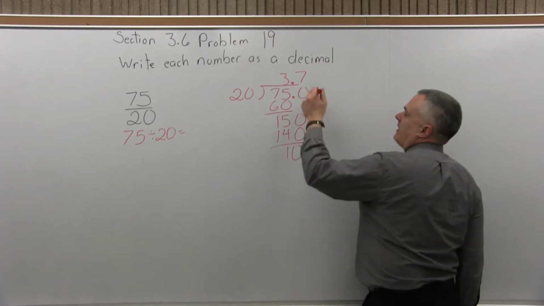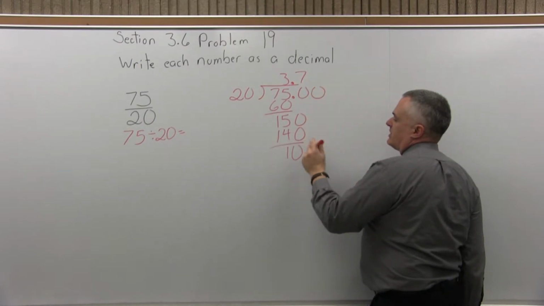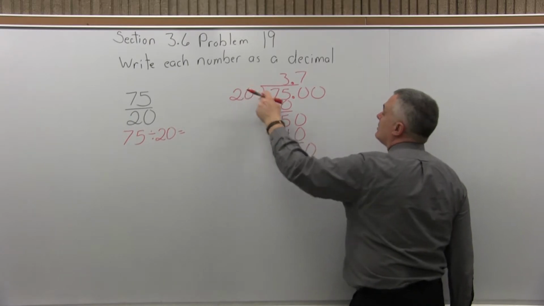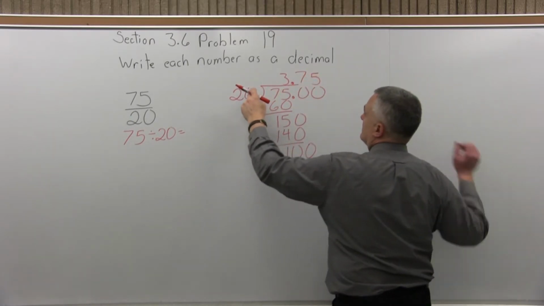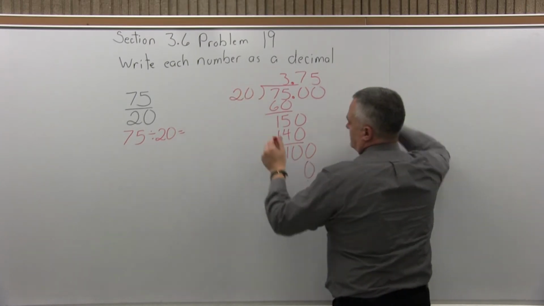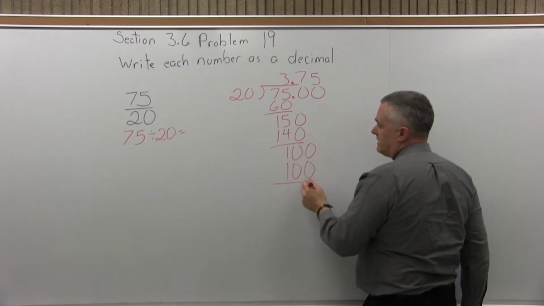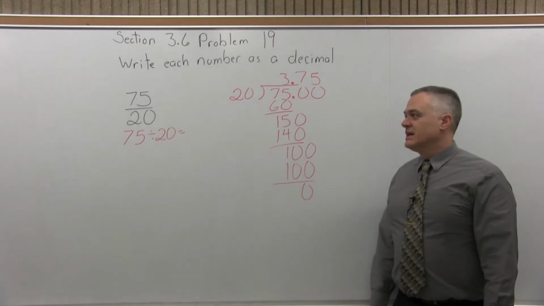But I can just keep adding zeros and pulling them down. So I put another 0 in the end, pull it down, 0 next to the 10 makes it a 100. Now 20 will fit into 100 nicely, it goes in 5 times. Right? 5 times 20 is 100, or if you want 5 times 0 is 0 and 5 times 2 is 10, you get 100 either way. 100 minus 100, 0. It fit. It's 3.75. That's the answer.